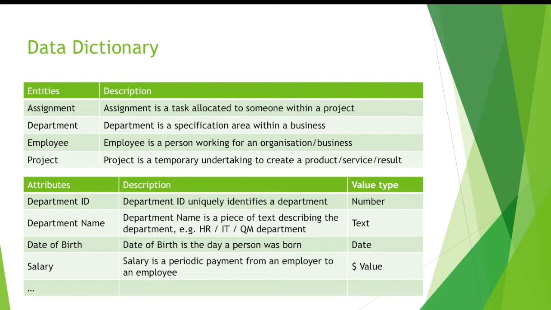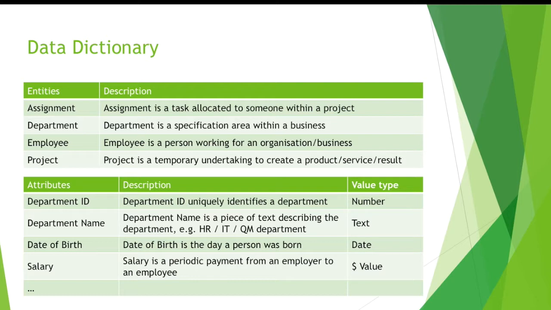For attributes, the data dictionary further contains value types, and value types tell you the value that each of the attributes can be stored in. So for example, a number, text, a date, or a dollar value, which are the most common ones. So we've now covered the basic concepts of an entity relationship diagram.